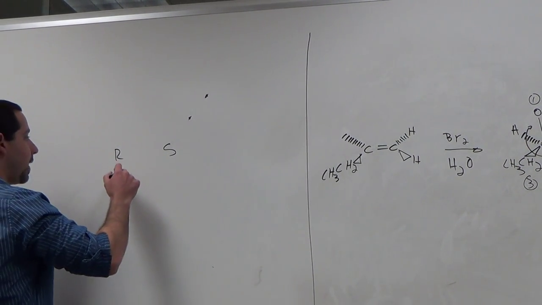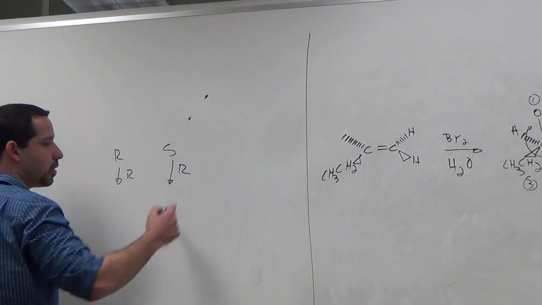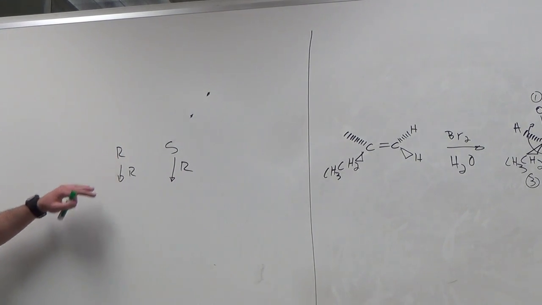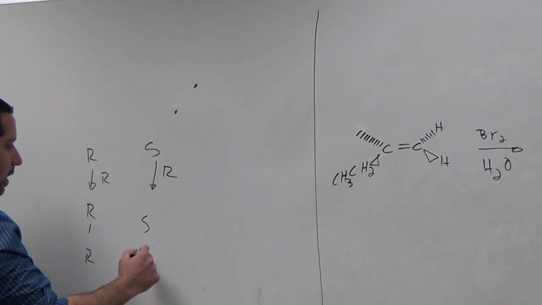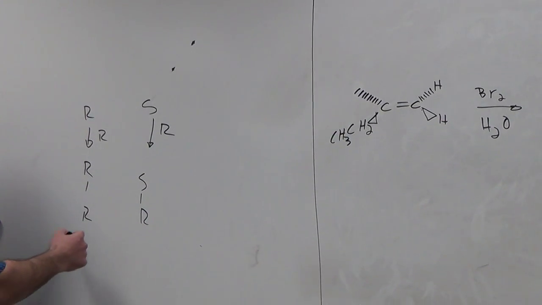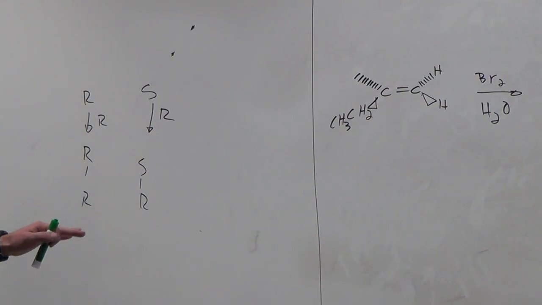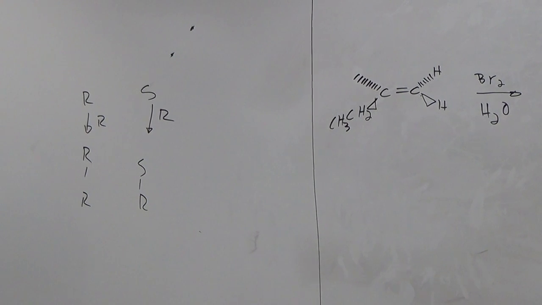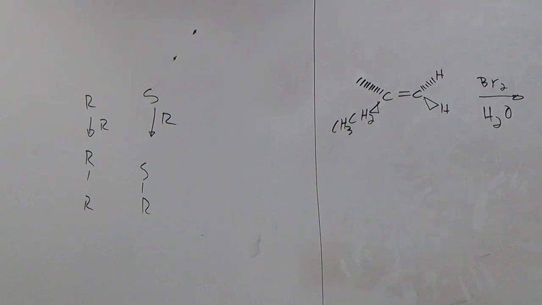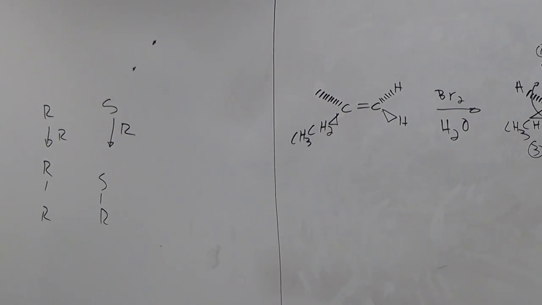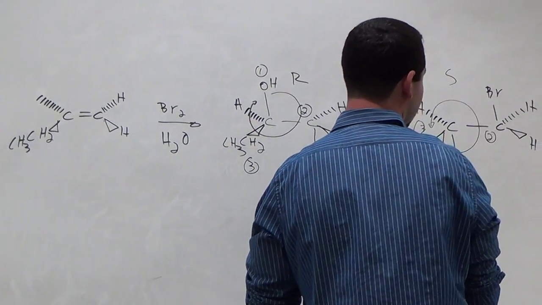But if you react them, I did talk about this. If you react with R here and with R here, this gives you RR, and this gives you SR. These are what of each other? Diastereomers. Diastereomers have different physical properties, so then you can separate them.